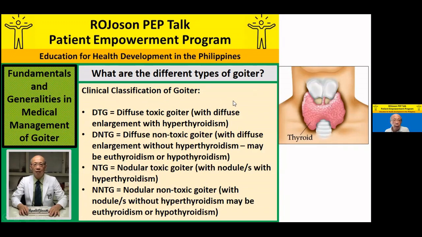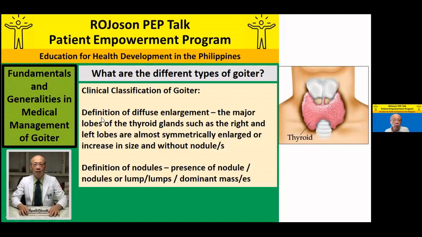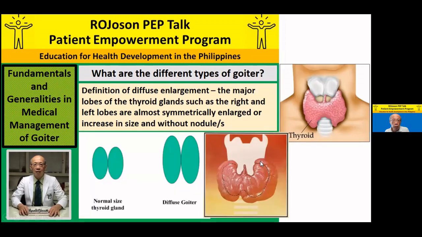I mentioned already how we define diffuse, DTG and DNTG, as diffuse enlargement: almost all, the two lobes are symmetrically enlarged. But if there are nodules, then you call that nodular goiter already. So for example, here is a normal size thyroid gland. This is an illustration of diffuse goiter. The two lobes are almost symmetrically enlarged, usually not perfectly equal. This is another illustration. This dotted line shows the normal size of the thyroid gland, and then there is enlargement of the two lobes. So this is diffuse enlargement.